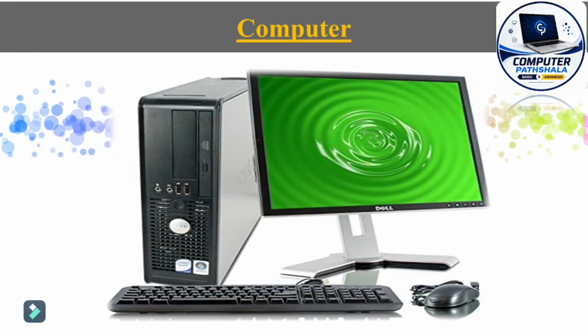So, this is a computer. A computer system is an electronic device that accepts data, processes it, stores it, and produces meaningful information. As you are all seeing in the picture, a computer system consists of four main parts, that is monitor, CPU, keyboard, and mouse.